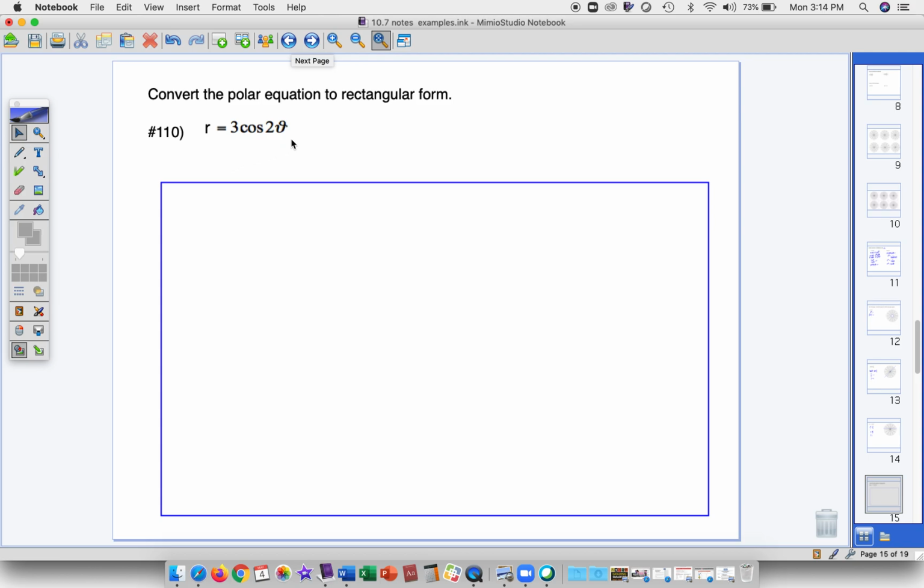Okay, this last one is challenging. I'll give you a hint here. The identity that I would use, because remember there are 3 choices for cosine 2 theta, is cosine squared theta minus sine squared theta. This is really a tough one. I wanted to give you a chance to try to work on this one, so go ahead and pause the video, give it a shot, and then come back when you're ready.